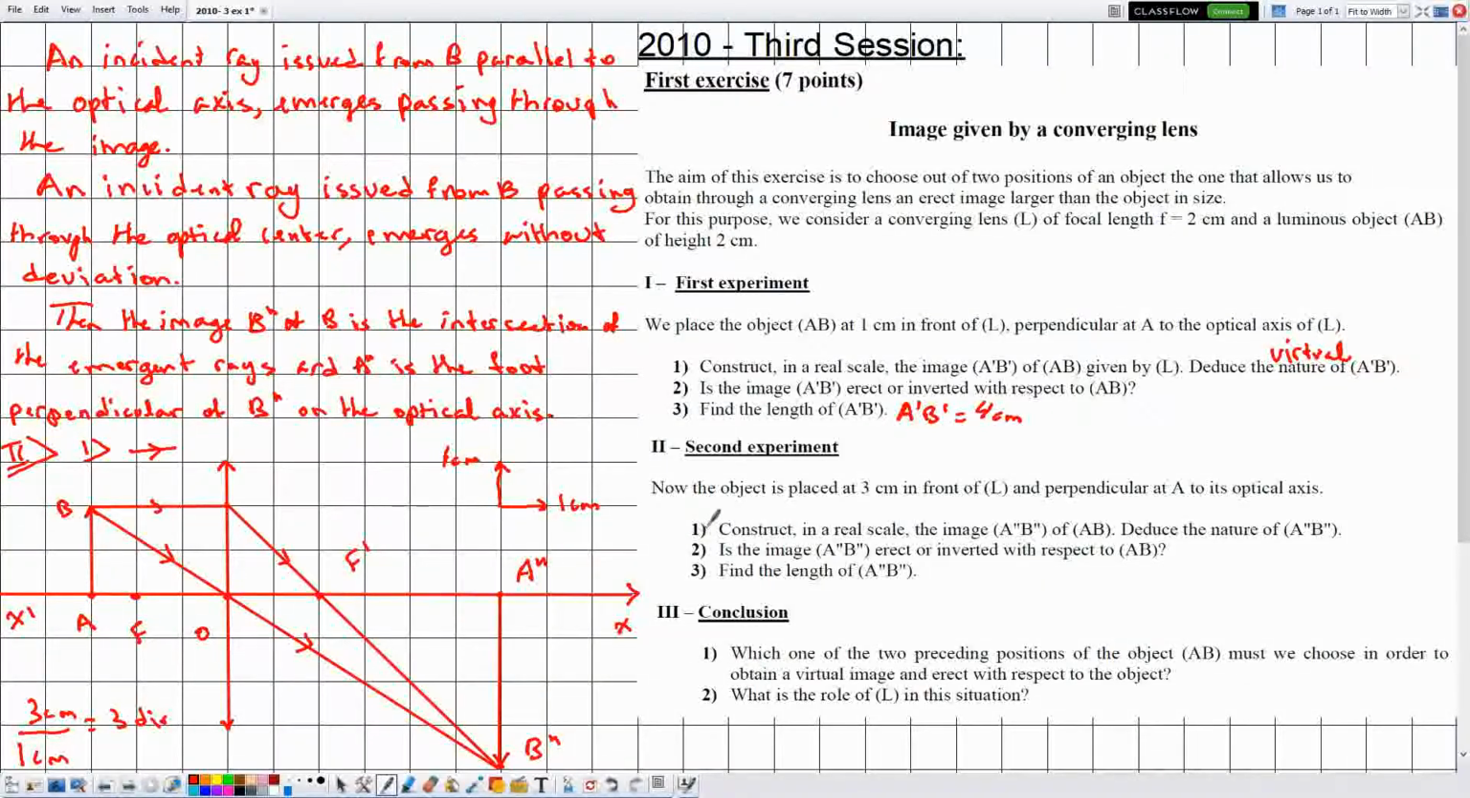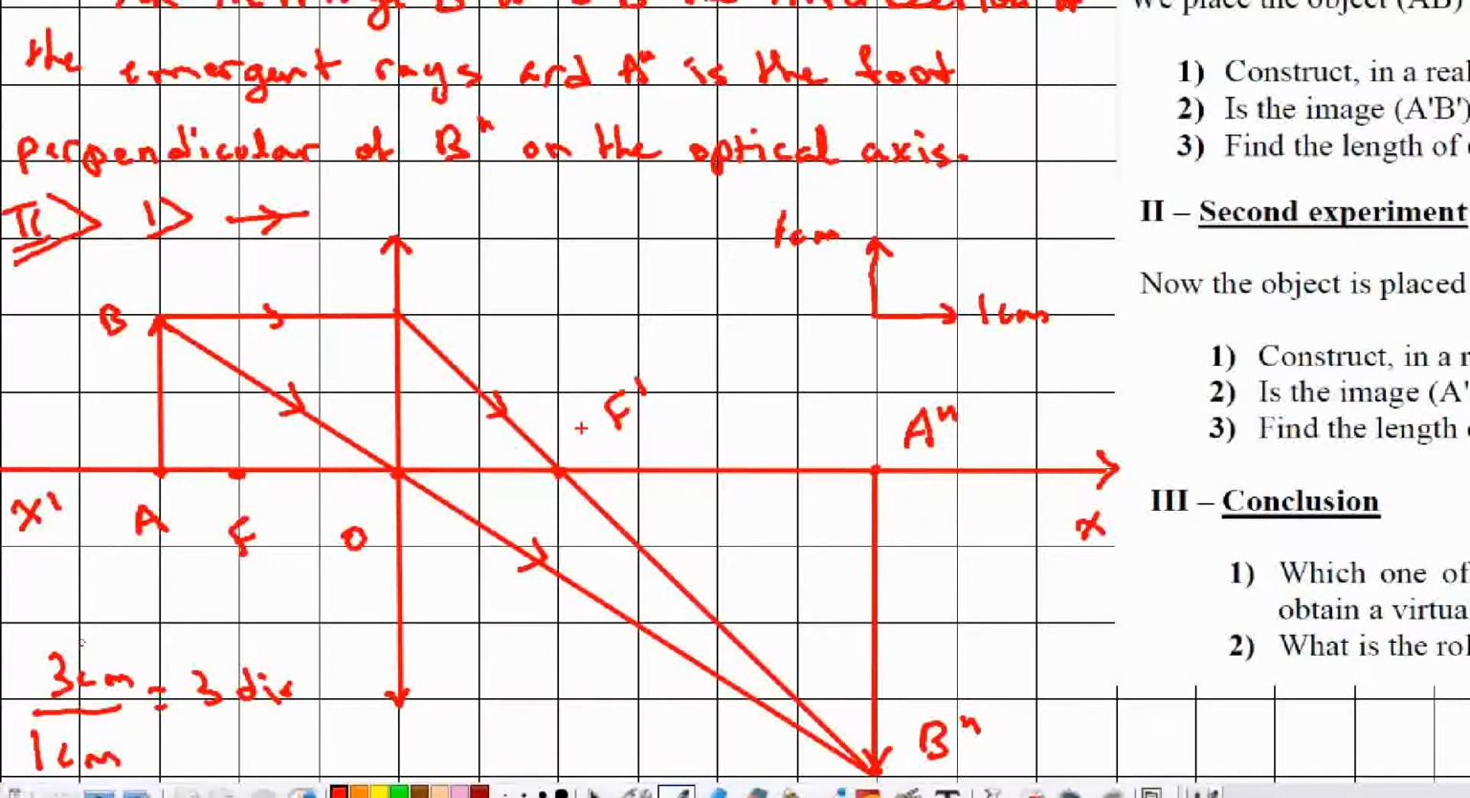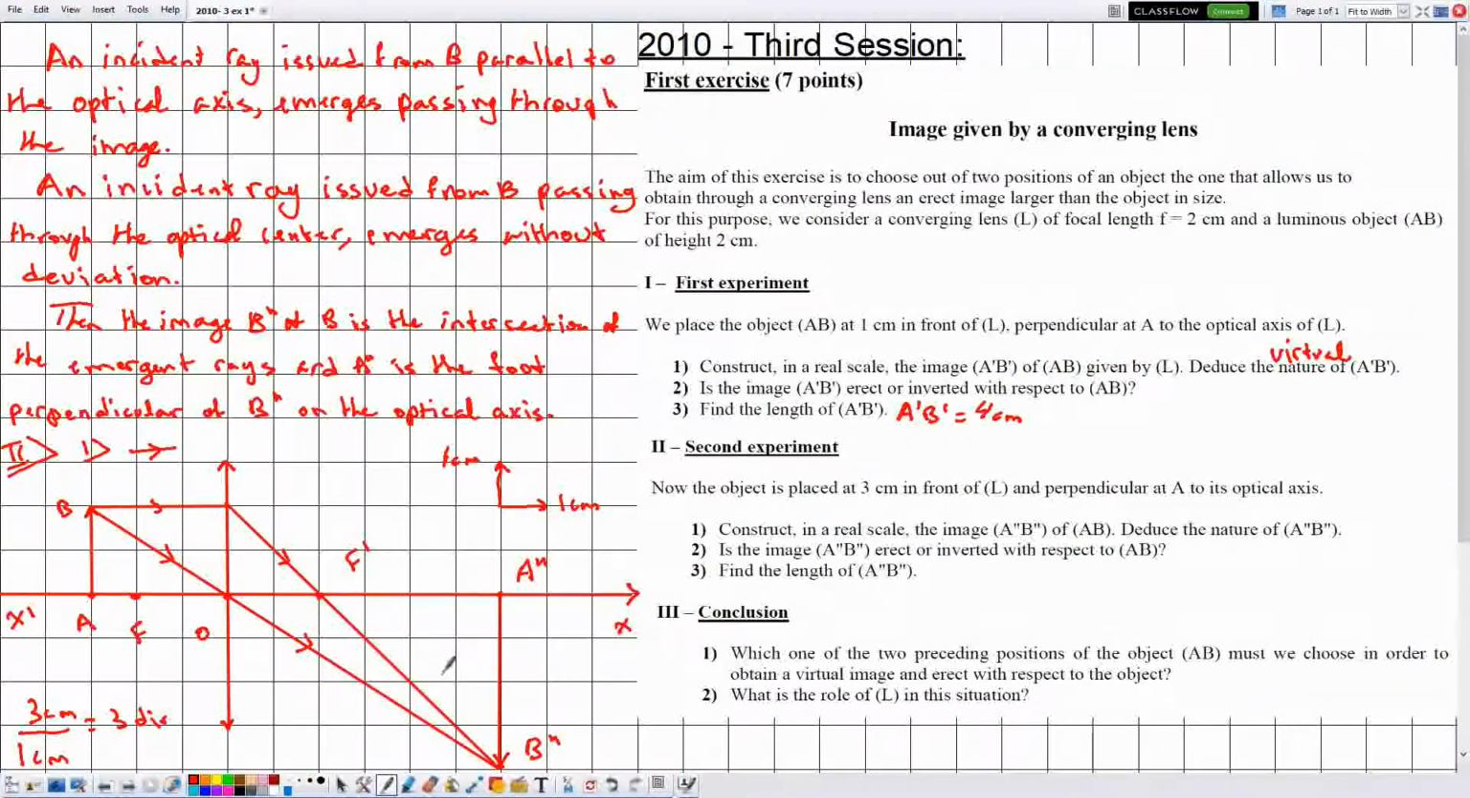In the same part 1, they are telling me deduce the nature of A double prime, B double prime. Okay, so in part 2 we said since the object AB and the image A prime, B prime are on the same side, then the image is virtual. And the same goes here, but here the image is on the opposite side. Since the image A double prime and the object AB are on opposite sides of the lens, AB is in front and A double prime, B double prime is behind. Therefore, in this case, the image is real. Let me make some space.